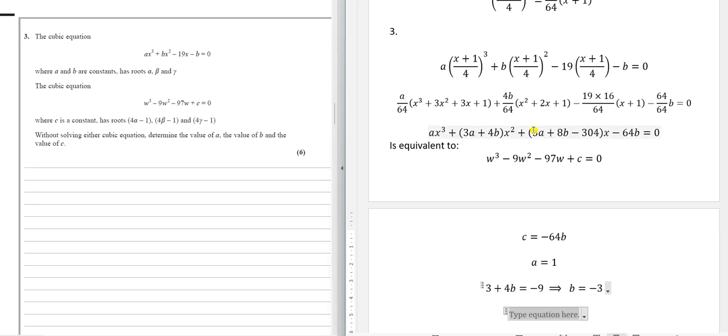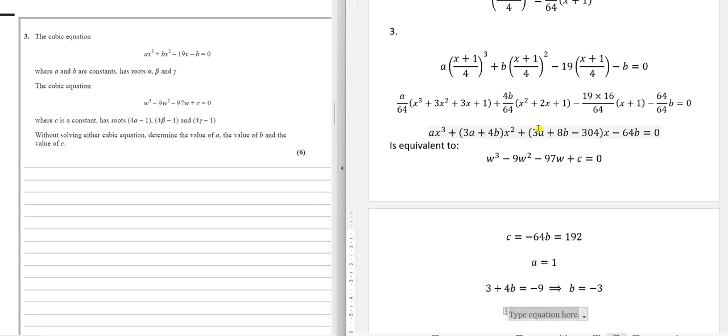Then I get to the next bit, the x terms. In fact, if I know that b is minus 3, it means c must be minus 64 times minus 3, so that's going to be minus 192. Sorry, positive 192.